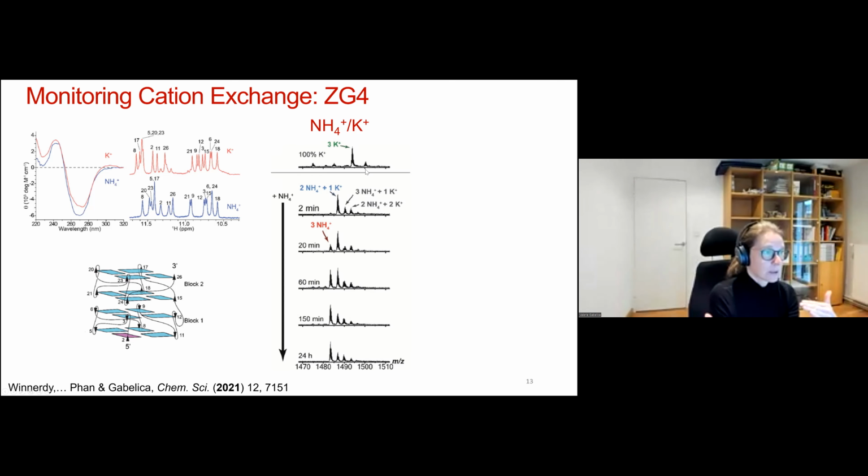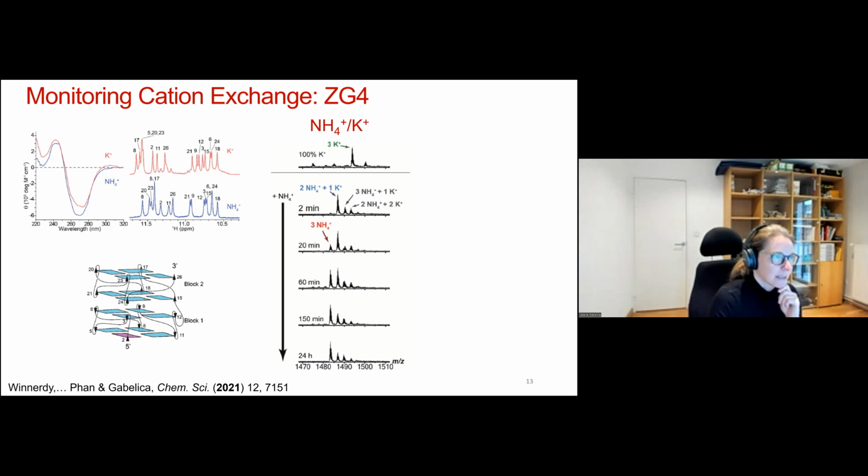We can do that because ammonium and potassium have different masses. Here's the starting point with 3 potassium ions bound. Ammonium is a bit lighter, and in each of the peaks you can assign how many ammoniums and potassiums you have. What we found is that the exchange of the first 2 potassiums for ammonium is very fast. In 2 minutes it's done, and we believe it's the top and bottom ones. But the central cation takes several hours to be exchanged for ammonium. So this is one of the major findings of this paper.